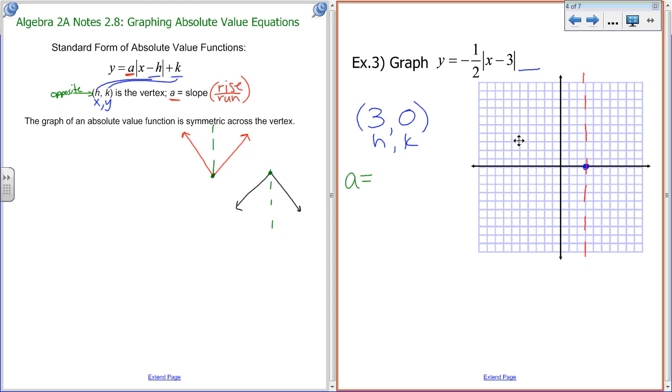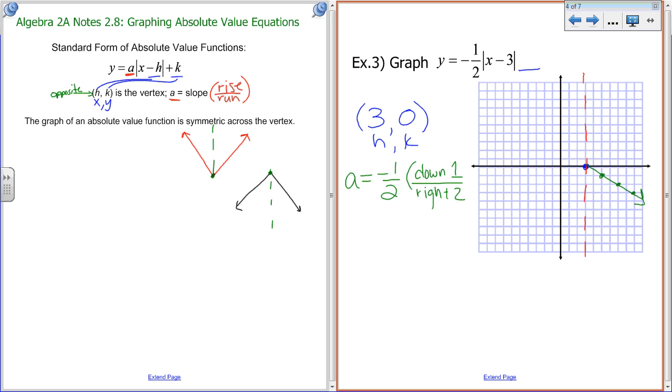My a value is -1/2, which means I'm going to go down 1 and I'm going to go over 2. So that means down 1. We're going to go right 2, a negative move and a positive move. So I'm going to go down 1, right 2, down 1, right 2, and I kind of do that until I run out of room on my graph and I connect those.